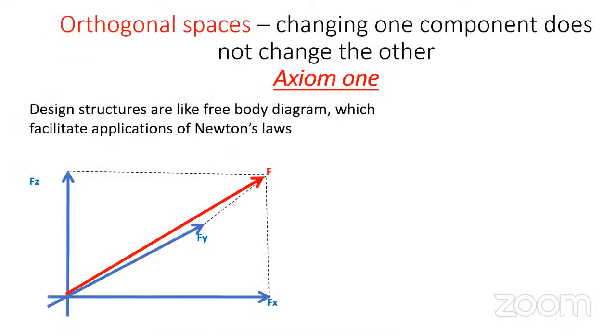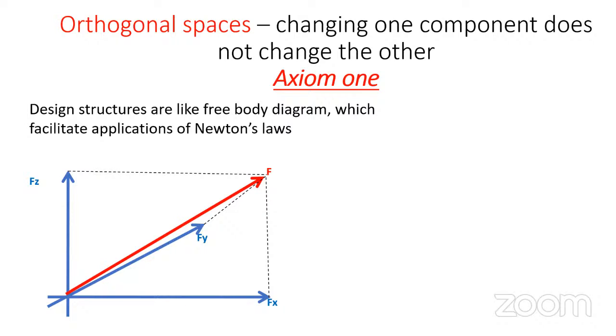Anyway, the axioms are applied to both. And like I said, you can think about this as similar to the free body diagram. In a free body diagram, Fx, Fy, Fz are Cartesian, and they're all orthogonal. So I can change Fx without changing Fy or Fz. When I think about independence, axiom 1, I want to be able to change FR1 without messing up FR2. So I want something that's orthogonal.